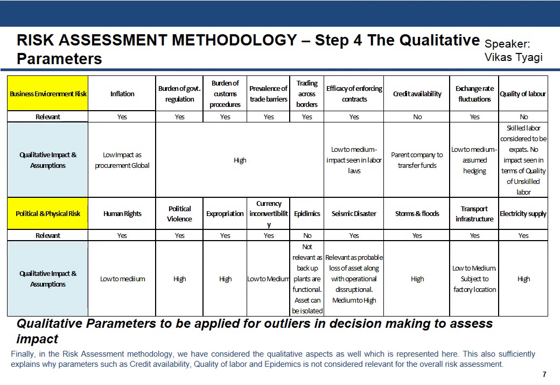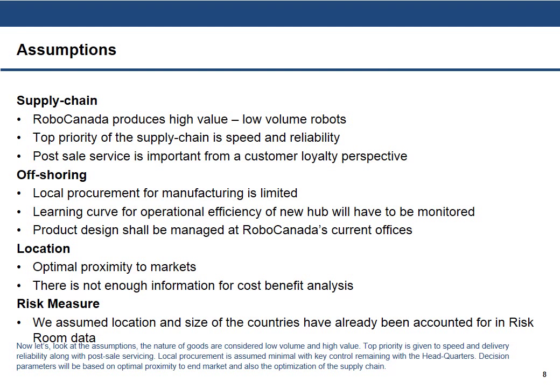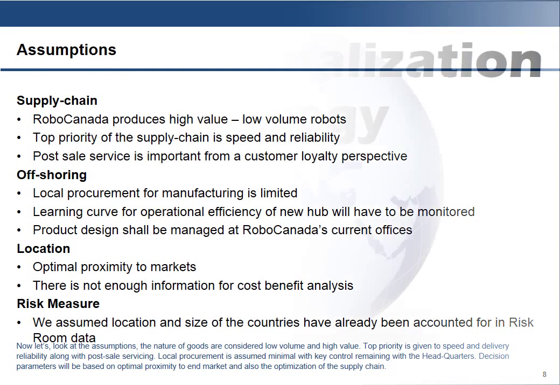Finally, in the risk assessment methodology, we have considered the qualitative aspects as well, which is represented here. This also sufficiently explains why parameters such as credit availability, quality of labor, and epidemics is not considered relevant for the overall risk assessment. Now let's look at the assumptions. The nature of the good considered is low volume and high value. Top priority is given to speed and delivery reliability along with post-sale servicing. Local procurement is assumed minimal, with key control remaining with the headquarters. Decision parameters will be based on optimal proximity to end market and also the optimization of the supply chain.